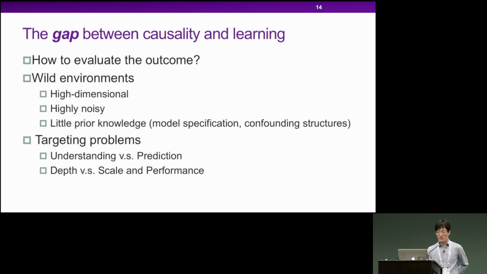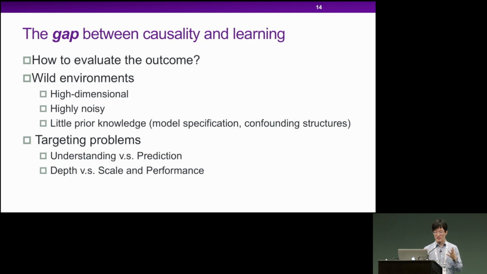And the third one is that they have different targeting problems. For causal inference, they focus more on understanding the data, on understanding the underlying causal structure or the generation process of the observed data, right? But they care less about the prediction problem. But for learning, especially supervised learning, all that we care about is prediction, right? So there is also a gap here.